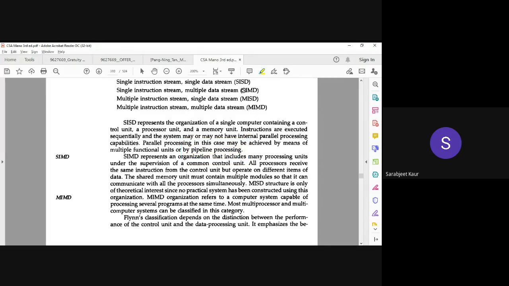Now, the next category is SIMD, single instruction multiple data. What we mean by this is that there is a single control unit but multiple ALUs. So for example, if we had to perform a computation, let's say on 100 numbers, the same computation on 100 numbers, then one way is how we do it. We store all those numbers in an array, and then one by one, we perform the computation on them.